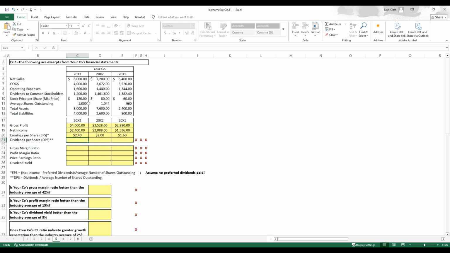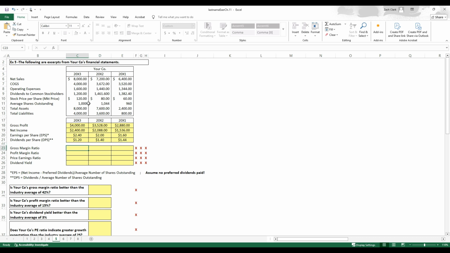And then the next ratio here for us is our dividends. Let's see, I can do a formula, right? So we have 1,200 divided by 1,000. So dividends per share, nothing too hard with these. With these ratios you just have to find the right numbers to be dividing, but nothing complex. So just put those in. 1382.4 divided by 960.